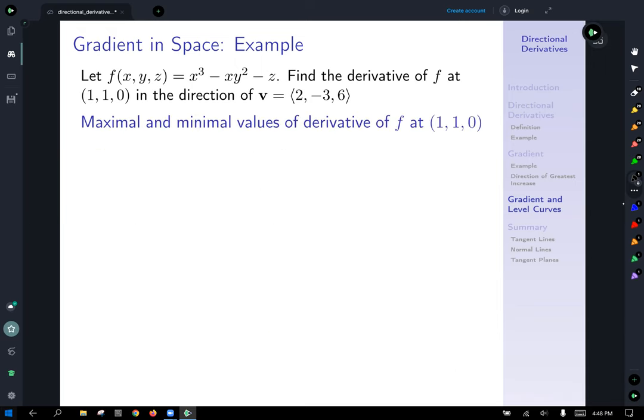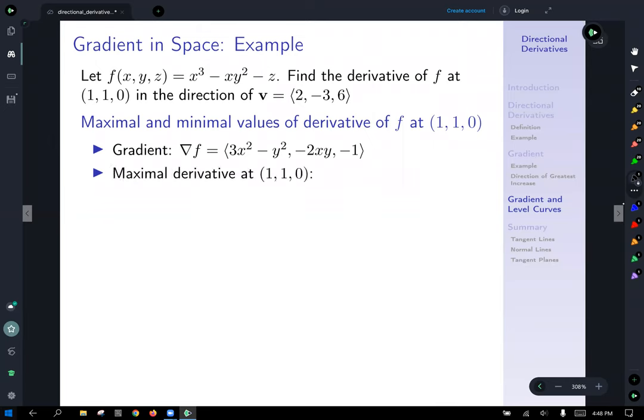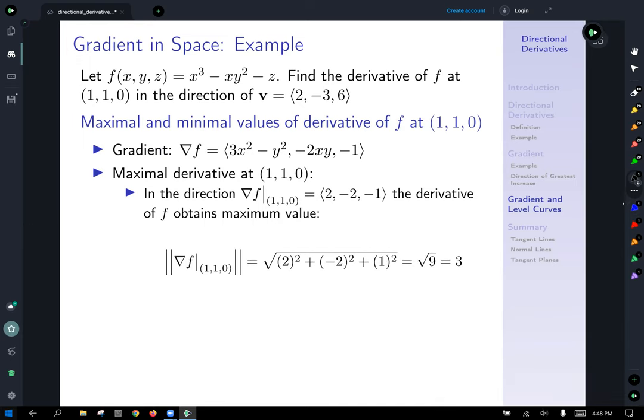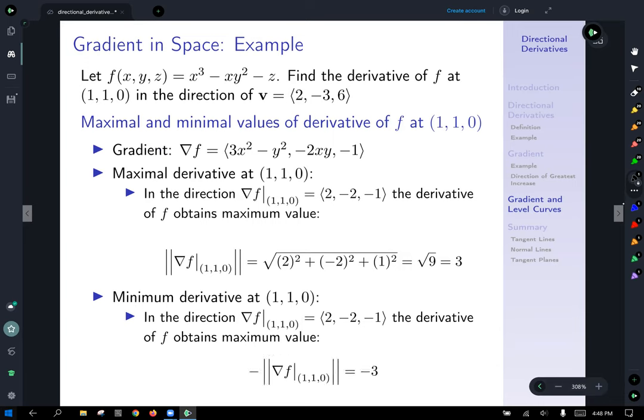Similarly, we can talk about the maximum and minimum values of the derivative in any direction at the given point. That's going to be given by the magnitude of the gradient at that point. So we'll evaluate the gradient at that point as we did before in the last problem. And we'll maximize the directional derivative when we take the magnitude of that gradient evaluated at that point, which is 3. Similarly, the minimum value that the derivative is going to attain is -3.